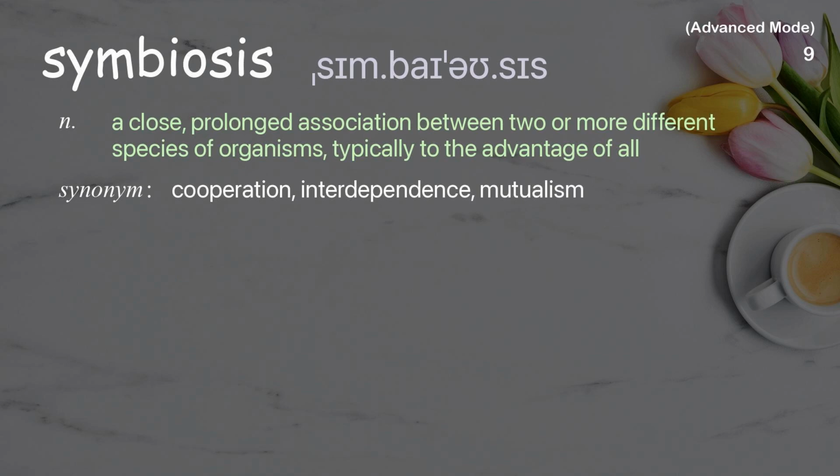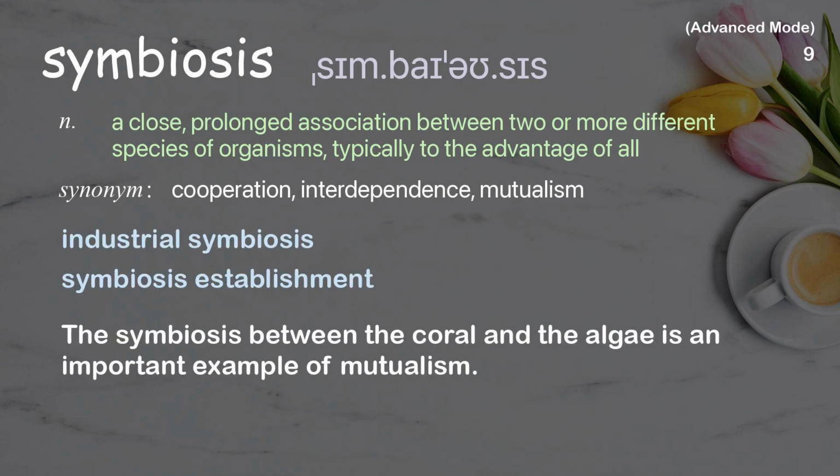Symbiosis. A close, prolonged association between two or more different species of organisms, typically to the advantage of all. Examples: industrial symbiosis, symbiosis establishment. The symbiosis between the coral and the algae is an important example of mutualism.